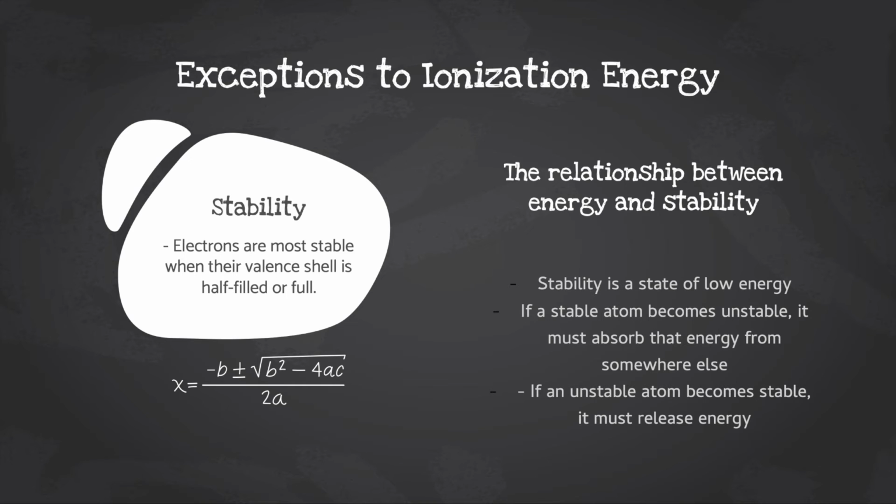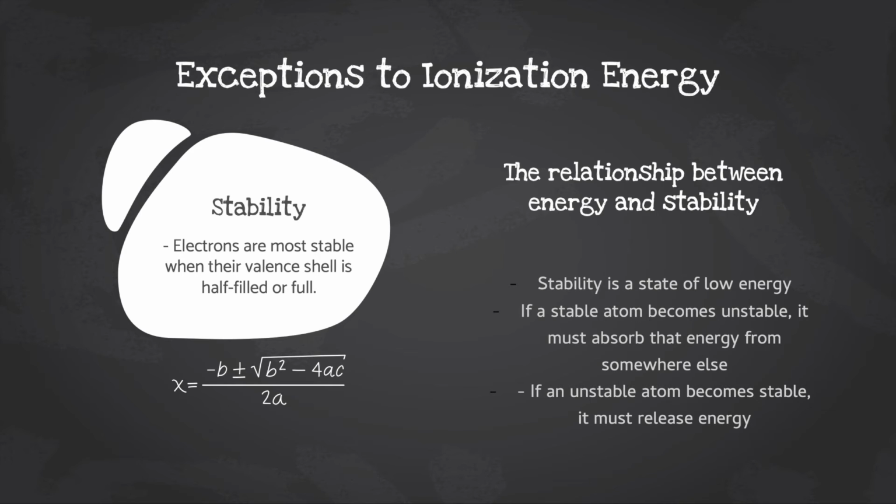Atoms are always trying to be stable. Atoms are most stable when their valence shell is half filled or full. To understand the reason behind the exceptions to the periodic ionization energy trend, it is important to understand the relationship between energy and stability. Stability is defined as a low state of energy. For example, we think of a ball at the top of a slide being less stable than a ball that is at the bottom of a slide.